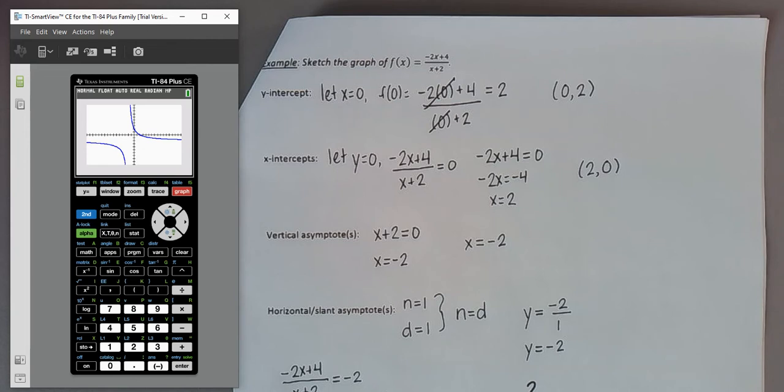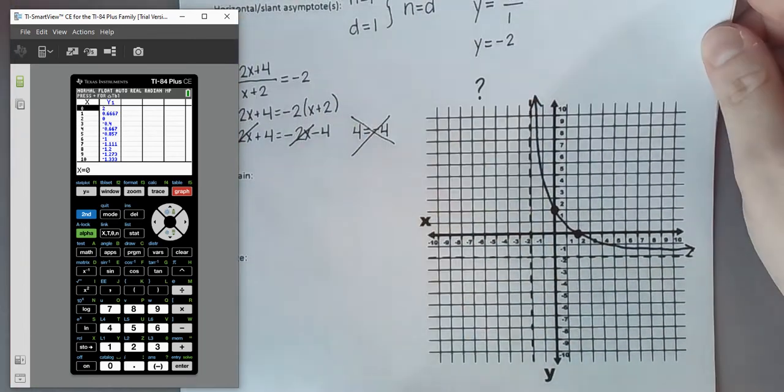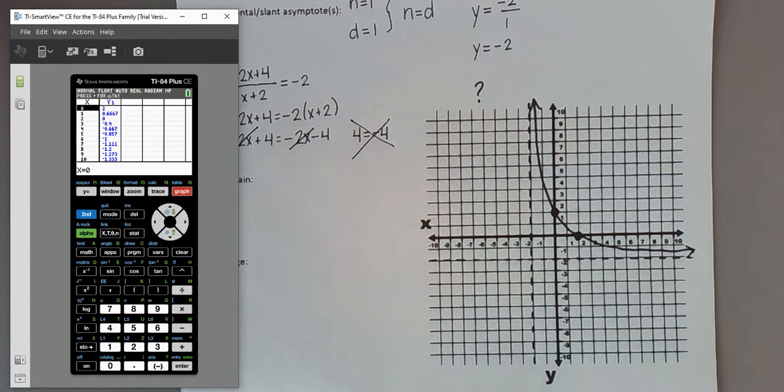So one good option is to use the table. Notice it's right above graph in blue. So I'm going to hit second and graph, and it's going to bring me into the table. Now I can do several different things here in the table. Number 1, I can verify the location of pretty much everything I've already graphed. So let's start with the intercepts. We have an ordered pair at 0, 2, okay, and that's verified. And then we have an ordered pair at 2, 0. That's also verified.